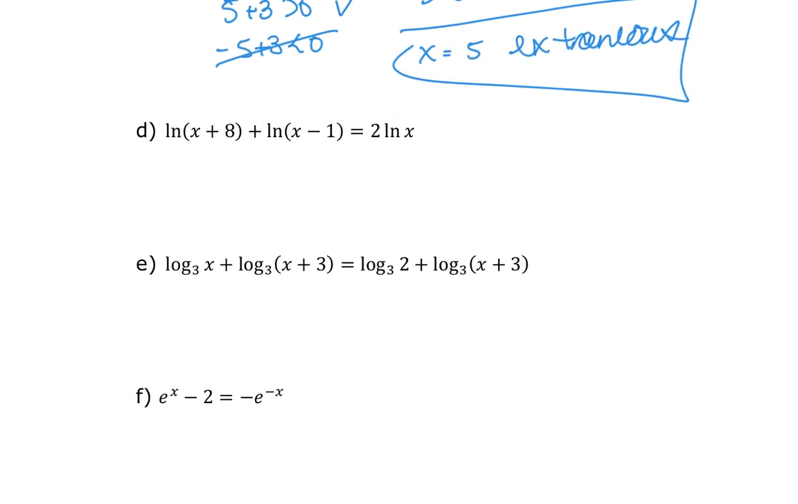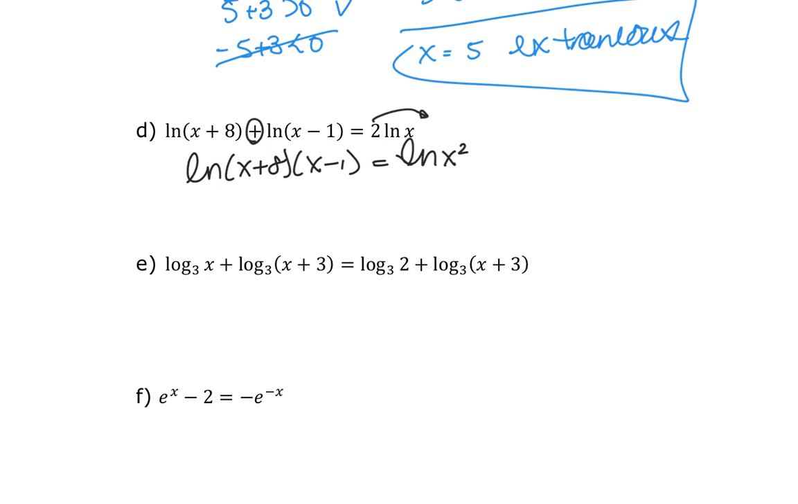Okay, now for this one, I'm going to bring these two together with a multiplication, and I'm going to make this go back up as an exponent. So this is the natural log of x plus 8 multiplied by x minus 1, which is equal to the natural log of x squared.